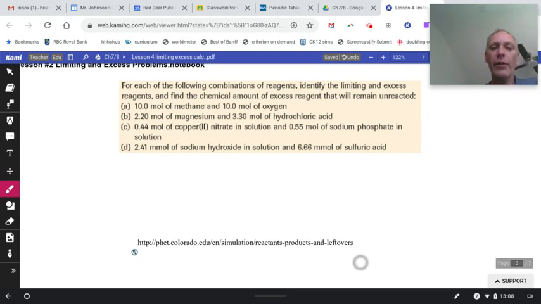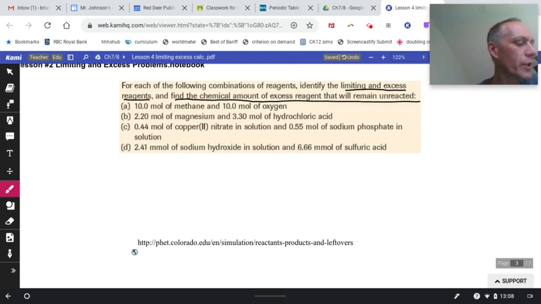Okay, so for each of the following combinations of reagents, identify the limiting and excess reagents and find the chemical amount of excess reagent that will remain unreacted. Tricky. Okay, so for every one of these, you need your recipe, you need your balanced chemical equation. So we're reacting methane with oxygen. So methane reacts with oxygen.